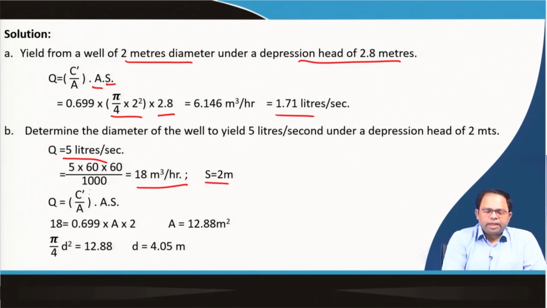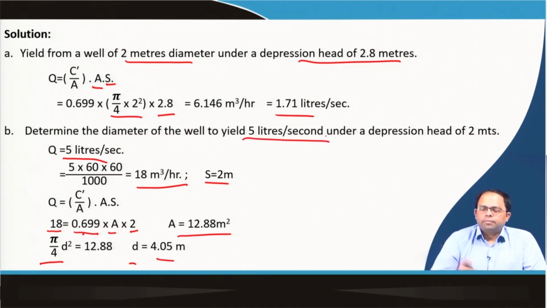So, Q is equal to, again, the same formula, where 18 is equal to 0.699. So, we already know the yield, we know the specific yield, we know the depression head. The only thing we need to know is the area of the well, and from that area we can calculate the diameter. So, area is 12.88 meters square, and using the same formula pi by 4 d square equal to 12.88, we can determine d equal to 4.05 meter. So, this is the diameter of the well required to get a yield of around 5 liters per second.